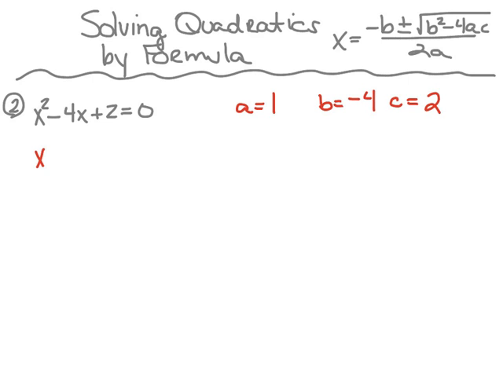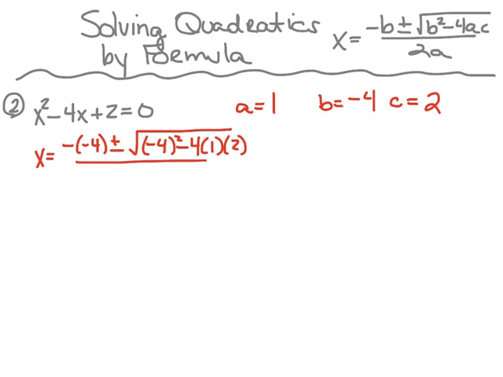So here we go. x equals negative b plus and minus the square root of b squared minus 4ac, all divided by 2 times a. So there's the first part, plugging in the values into the formula.